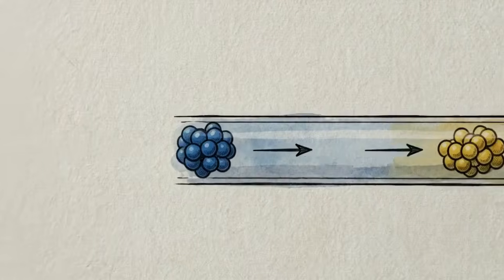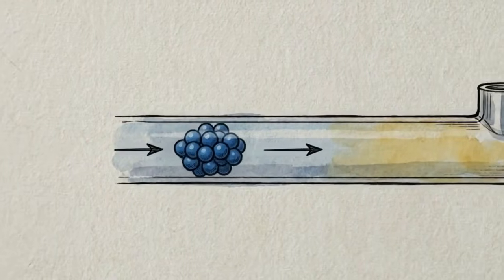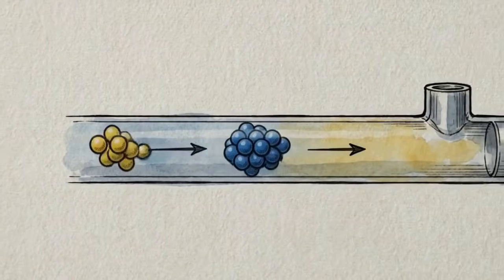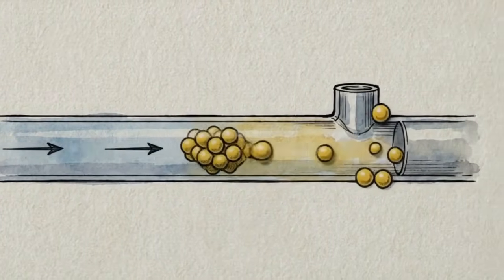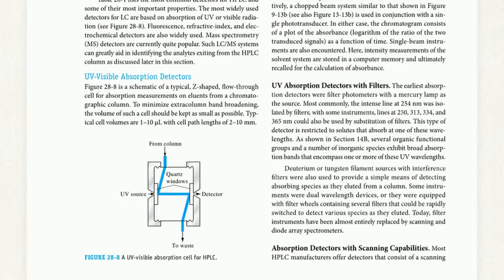Because of those different travel speeds, the hidden compounds now exit the column one by one in single file. They immediately flow into the detector. Most HPLC setups use a UV-visible absorbance detector.